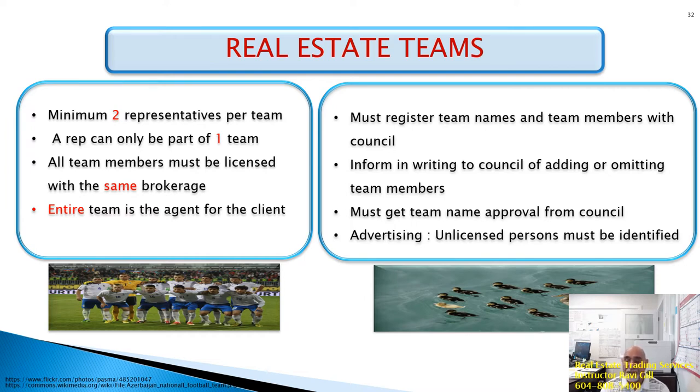The entire team is the agent. Very important. The entire team is the agent for the client. What that means is if there are 3 of you in the team and one of you gets a listing, that listing belongs to all 3, and all 3 are responsible and liable to that client. And one of you cannot bring in an offer because it is really the listing of all 3 of you. Okay.